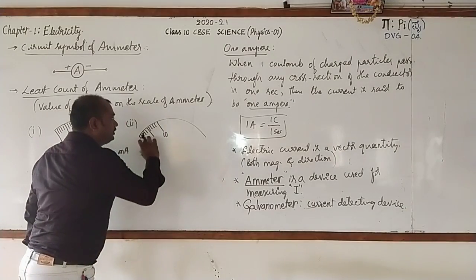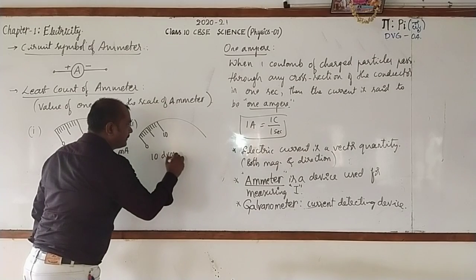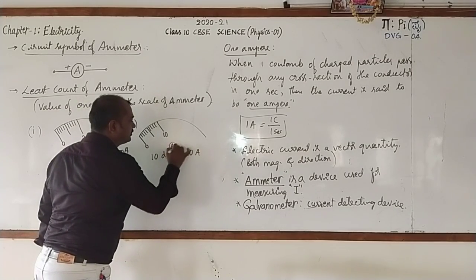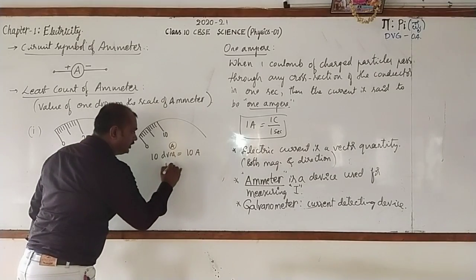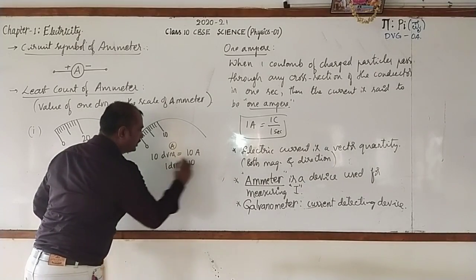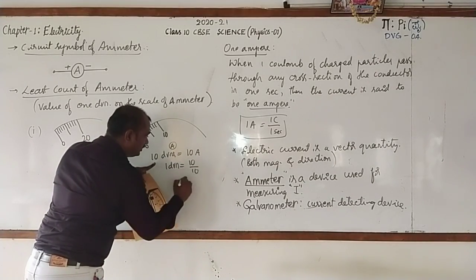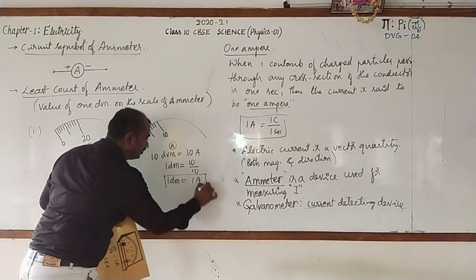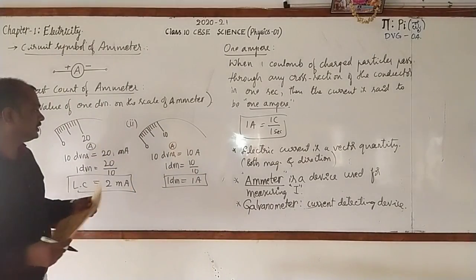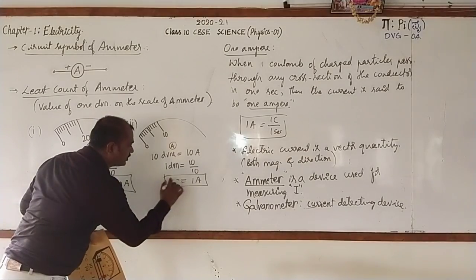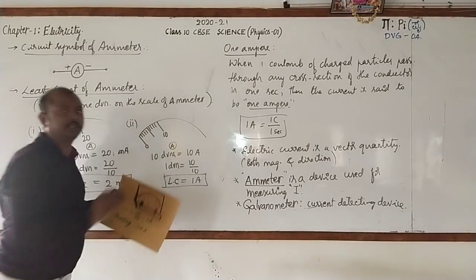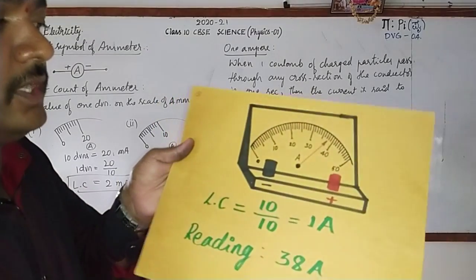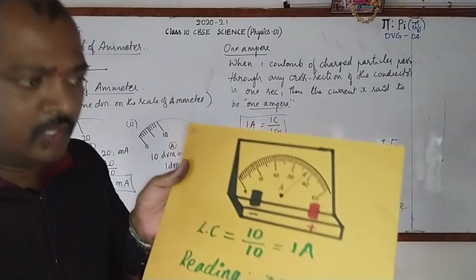Here 10 divisions is equal to how many amps? 10 amps. Then 1 division is equal to 10 divided by 10, which is equal to 1 amp. 1 division is equal to 1 amp. This is the least count of the ammeter. The second ammeter is one in which current is measured in amps.